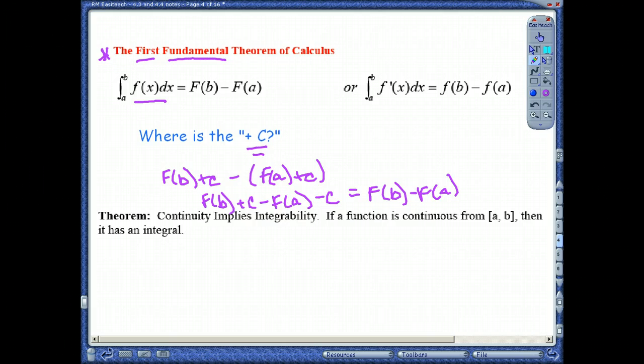Okay. Now, another theorem that we should know is that continuity implies integrability. It's a mouthful. So if you're continuous, you will be able to find that definite integral. And that makes sense, because as long as you have a nice smooth curve, you're continuous, you will be able to find that area under the curve. If you have a break or a hole or vertical asymptote, you're going to have trouble finding the area of the curve once you get to that hole, break, or vertical asymptote.